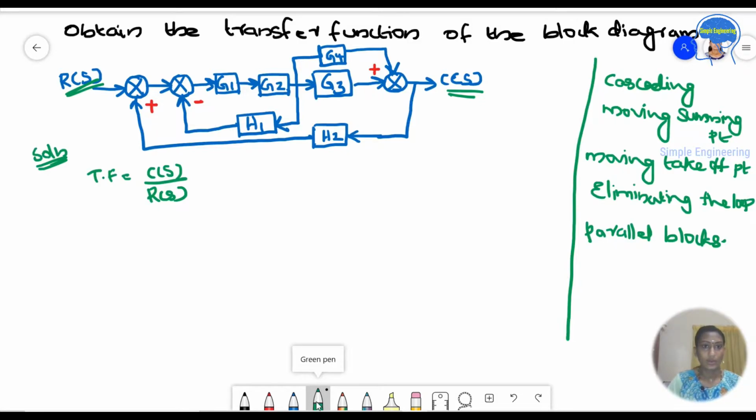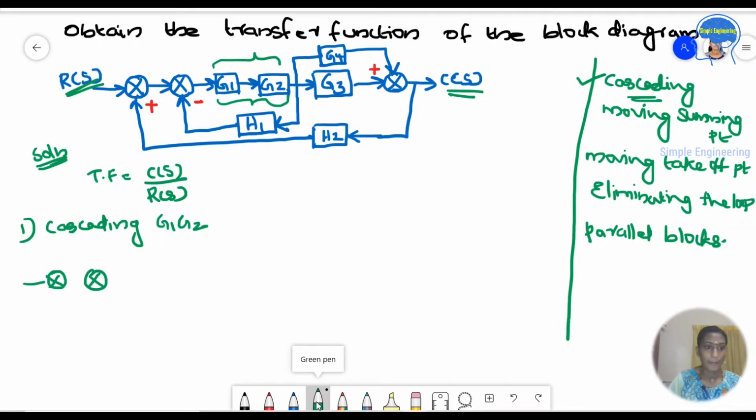So here, what all can we do? When we first look at this, you know that G1 and G2 are the two blocks here. So the first step we can take is cascading G1 and G2. You can combine them and write G1 G2. Your diagram will become this, with G1 G2 and this is your R of s.